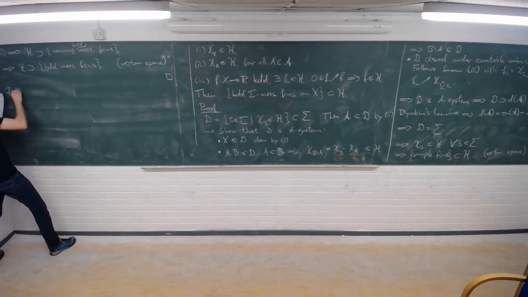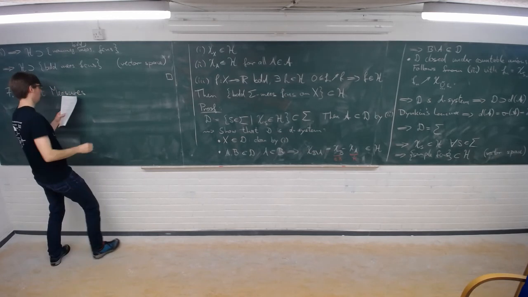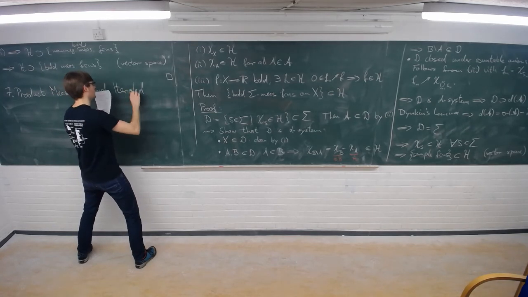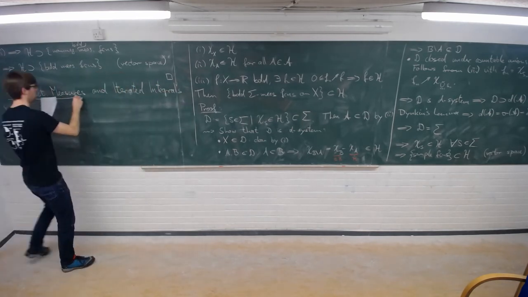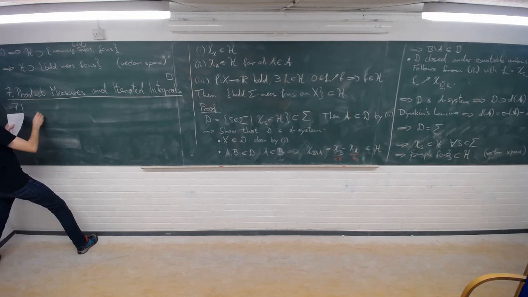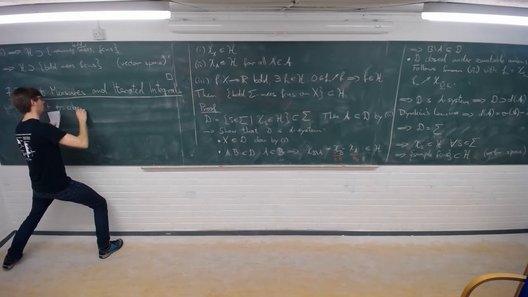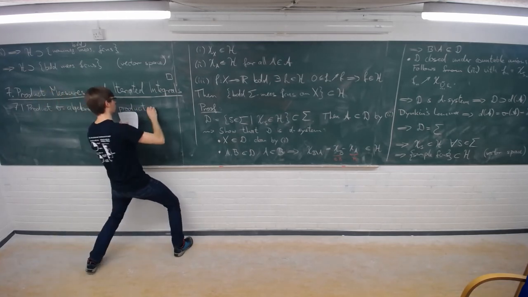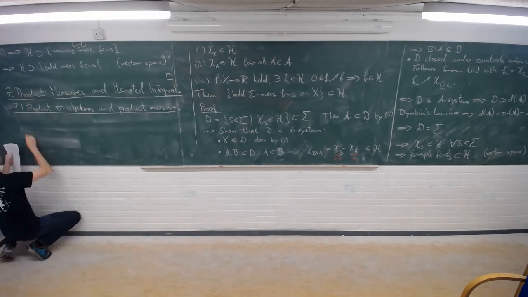So the next section is section 7, product measures and iterated integrals. And the first subsection is product sigma-algebras and product measures. And as always, we start with the definition.